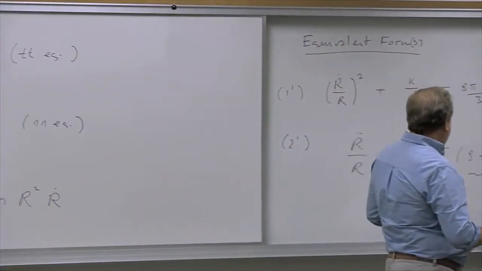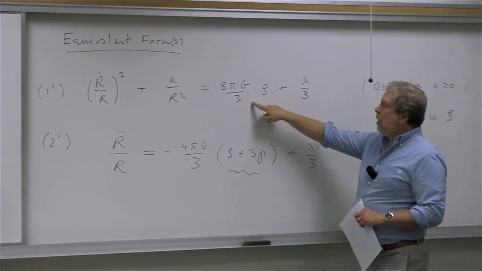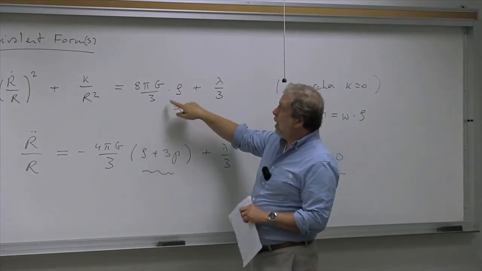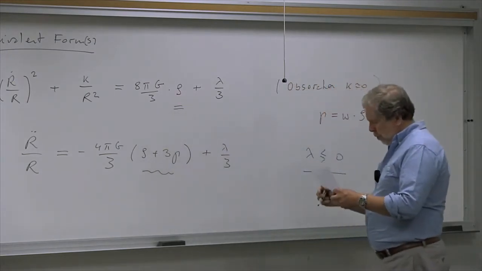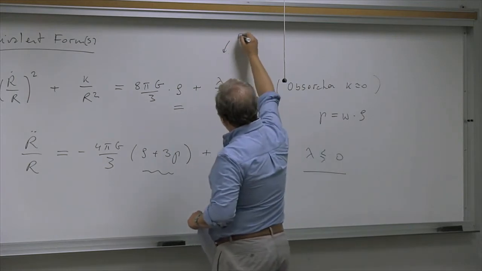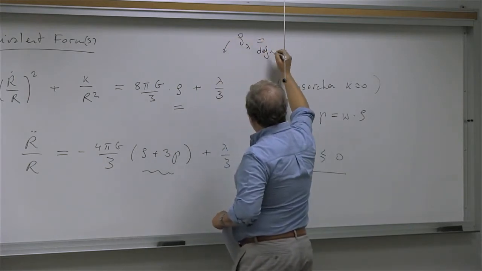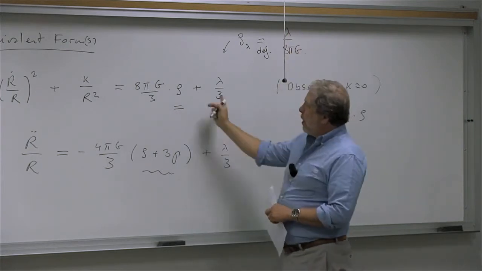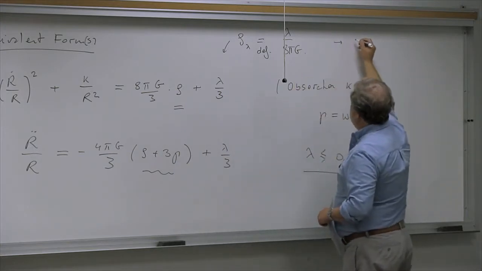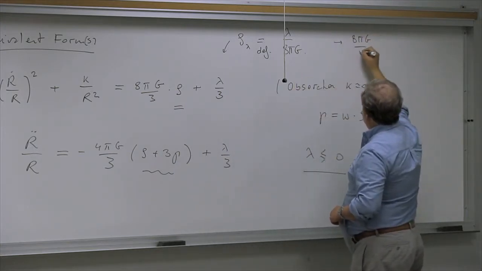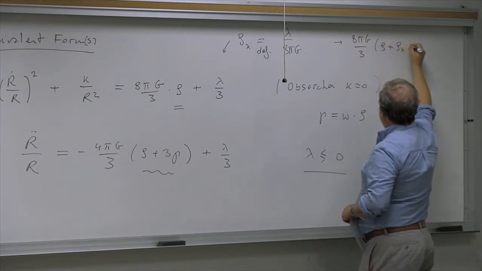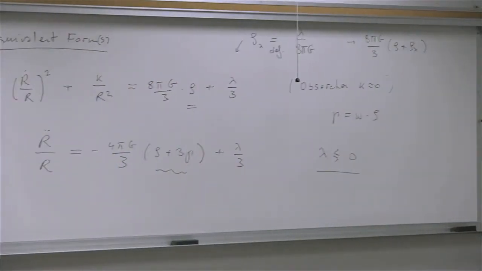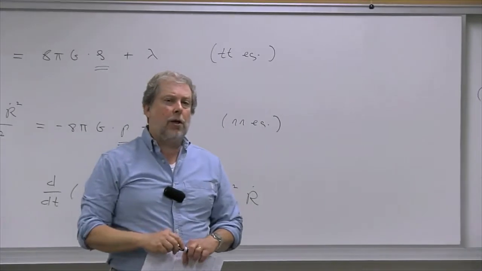Now, if you look at this equation, right, then you can see that in fact the lambda acts like another, you can write it as a term which acts like another rho, right? So you can introduce a rho lambda, right? Define that as lambda divided by 8 pi G, right? And then you can write the two contributions together. You can write them as 8 pi G over 3 times rho plus rho lambda, right? So you can consider the cosmological constant as some sort of energy density or matter density of the vacuum.